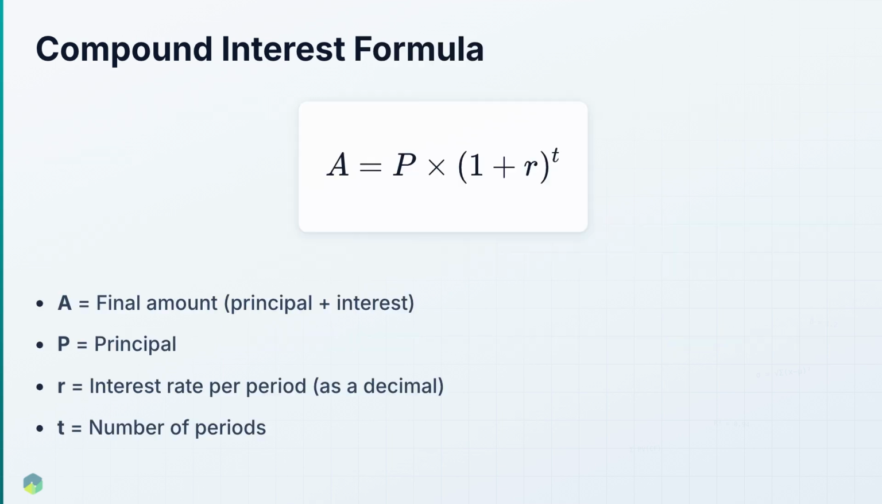The formula for compound interest is A equals P times the quantity 1 plus R raised to the power of T. A is your final amount including all interest, P is your principal, R is the interest rate as a decimal, and T is the number of periods.